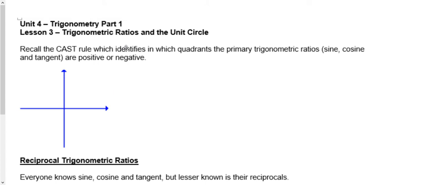Today's lesson we're going to be focusing on trigonometric ratios. So, first things first, we got to remember what the cast rule is. The cast rule is basically just a convention to remember where certain things are positive.